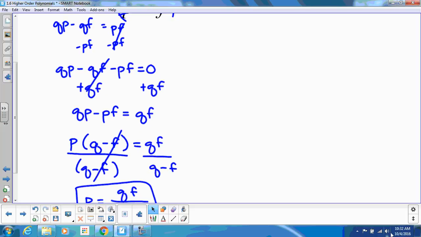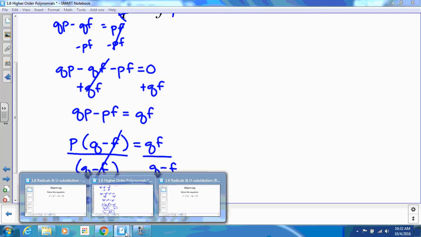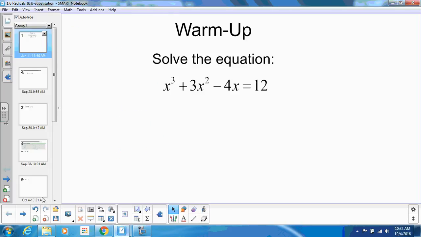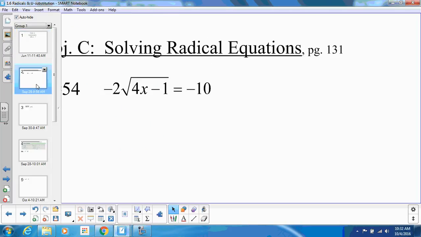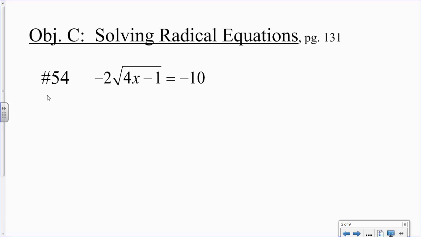All right, now we're going to look at solving radicals. Solving radical equations. So to solve a radical equation, you want to get the radical by itself, so then you could square both sides to get rid of it. So the first thing I have to do is divide by -2. So I'm going to divide both sides by -2.